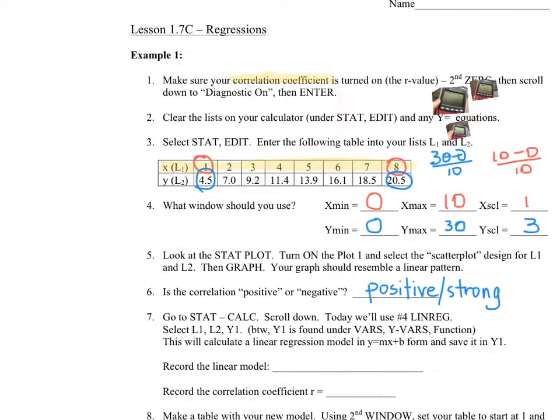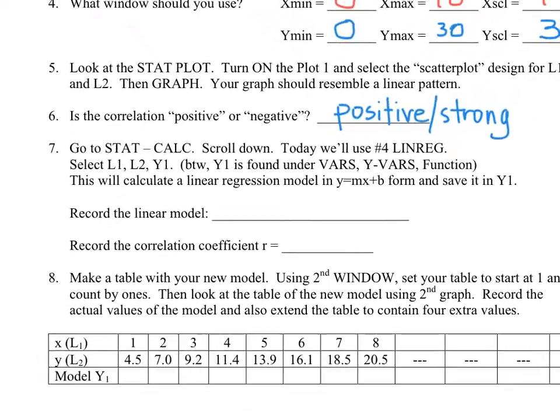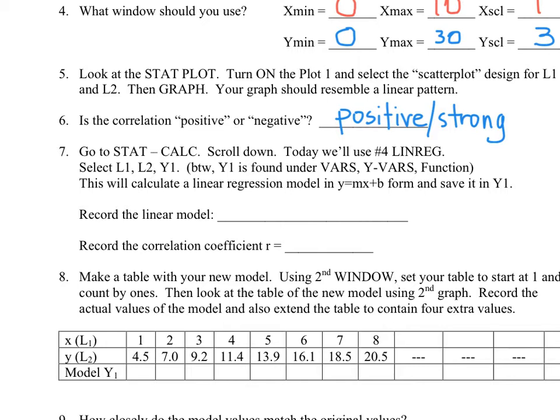Okay, now we're to the point where we're going to learn something new. Yesterday, we calculated the slope by hand, and we took the first point and the last point and we found the slope. This time we're going to have the calculator find us the slope itself. All right, and so we're going to use the stat calc feature. And so not only are we going to go to stat edit, but we're going to go over to stat calc for the first time.